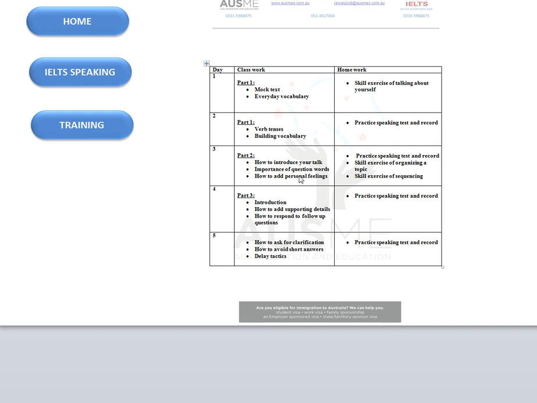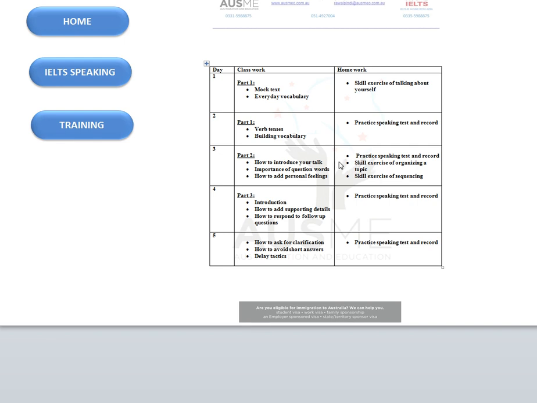that part 2, the type of questions you get on your cue card, so your flash card, also known as the task card, and how to add personal feelings. So specifically when you've mentioned the answers for those questions that are stated in your part 2 flashcard, trying to add personal feelings to it as well.